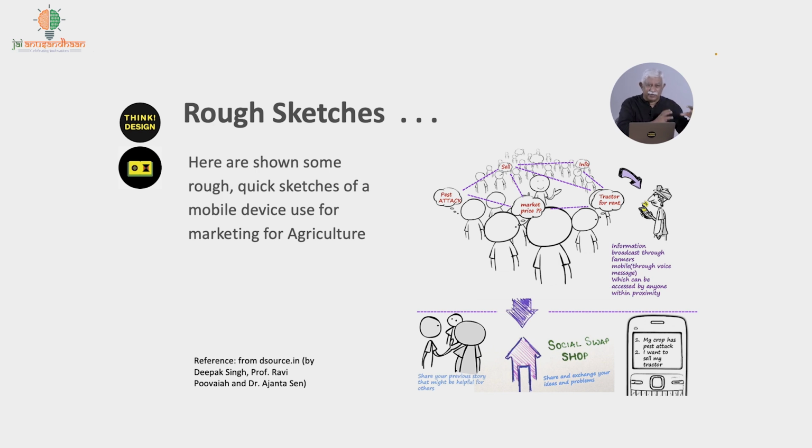You can even do rough sketches of a system, like this person is working on using a mobile device for marketing in agriculture, mainly the agricultural products. So he has to think of the whole system. It's not just the vegetables, it has to go to one place, and then it has to go to the marketplace, and then probably in the shop. So he's actually looking at the whole connection between these. Again, you can see these are very quick sketches.